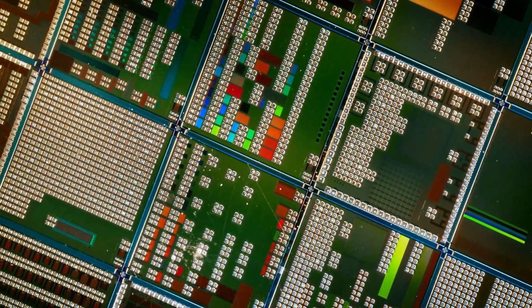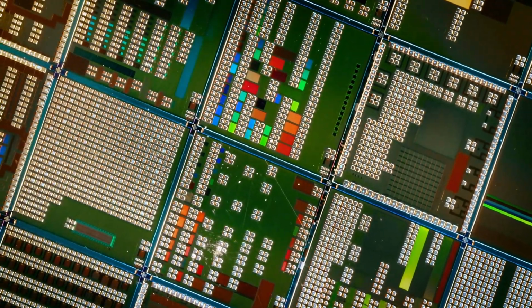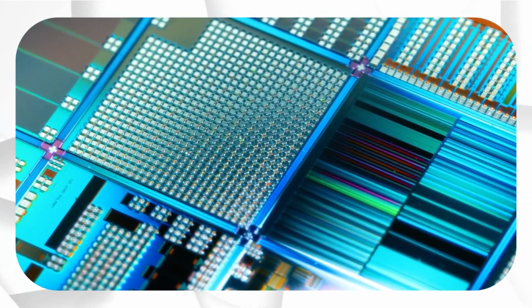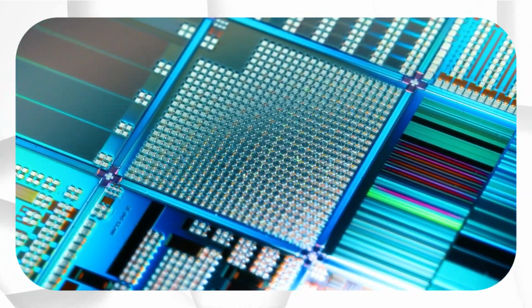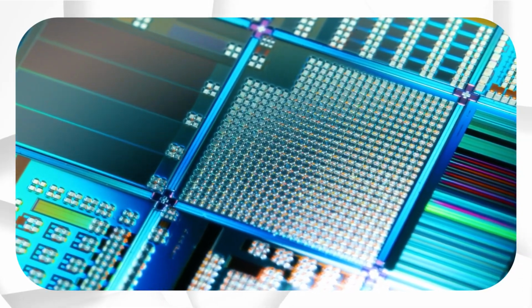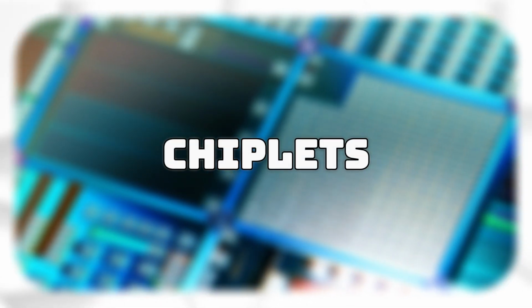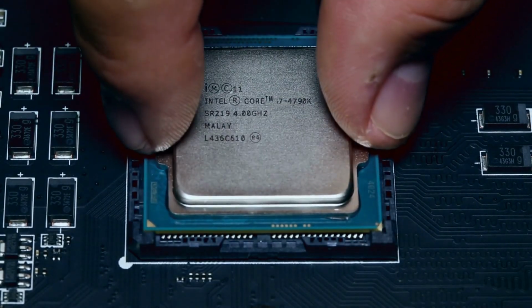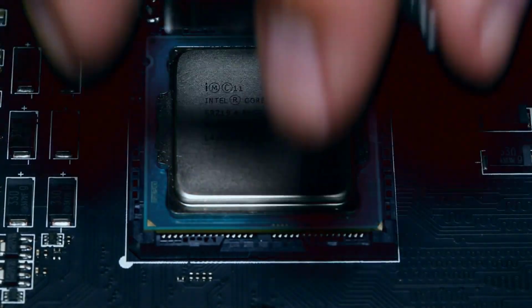Chiplets address this problem by breaking a large chip into smaller pieces. Instead of building one big processor, manufacturers design multiple smaller chips, each responsible for a specific function. These smaller pieces are called chiplets. They are then connected together inside a single package to function as one complete processor.